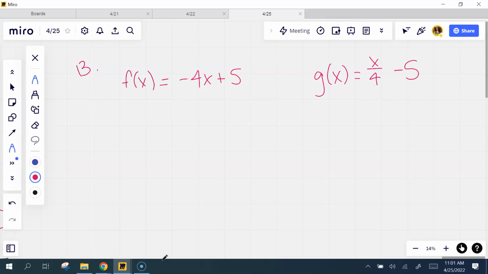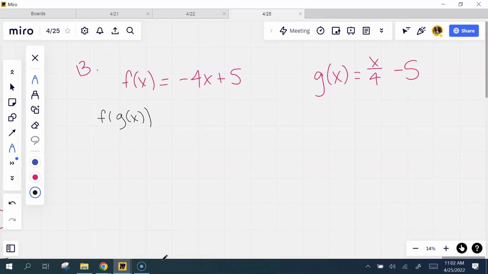All right, so to verify these, I need to show that f of g of x equals x and g of f of x equals x. Now, if they don't equal x, then they are not inverses. So don't assume you did something wrong if they don't. It just means they're not inverses. So let's start with f of g of x.